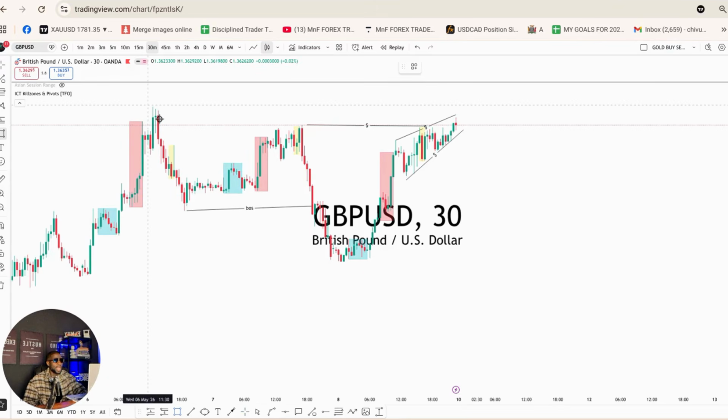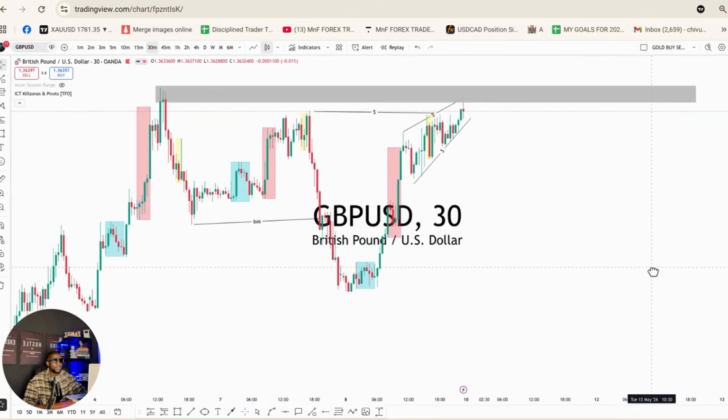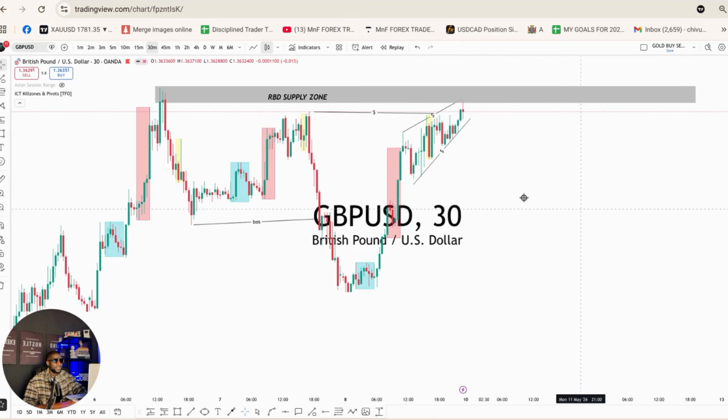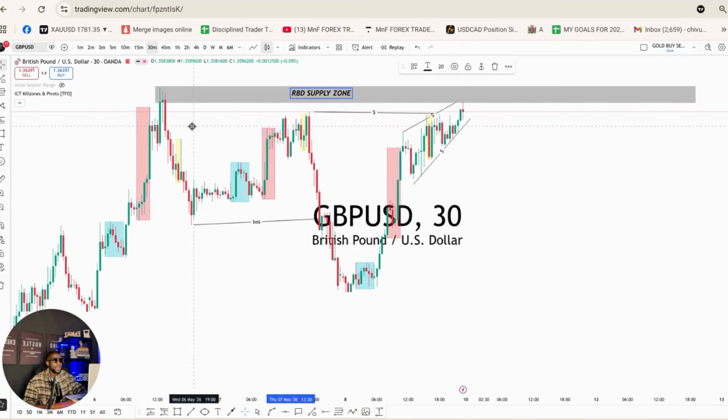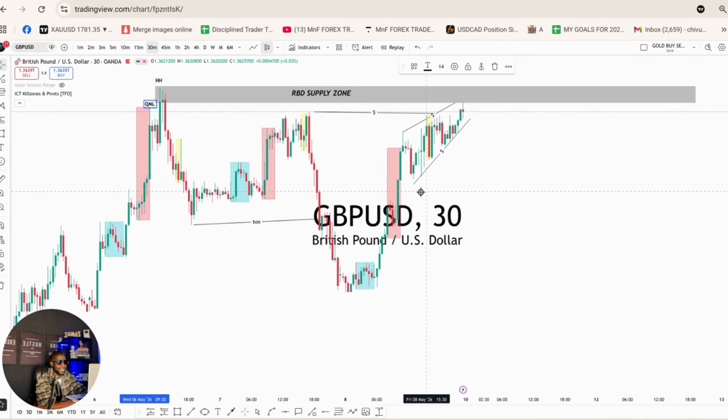So I'll show you where I got my order block. Literally, my order block is around this area right here, and then I'm going to target that. And now right here we have our rally base drop supply zone. We have a rally base drop supply zone just here, and then we have a higher high here, and then we do have a QML. Whenever we have a QML, a CPLQ, that's a different type of setup right there, guys. I can tell you that.